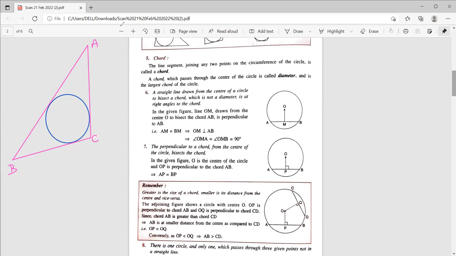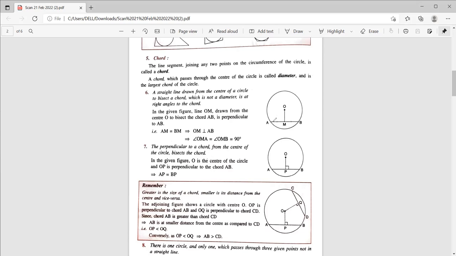Then you know the chord. Let us talk a bit more about the chord now. You know what a chord is, okay? A line segment joining 2 points on the circumference of the circle is called a chord. A chord which passes through the center of the circle is called a diameter and is the largest chord of the circle. Now look at the 6th point. A straight line drawn from the center of a circle to bisect a chord which is not a diameter is at right angles to the chord.